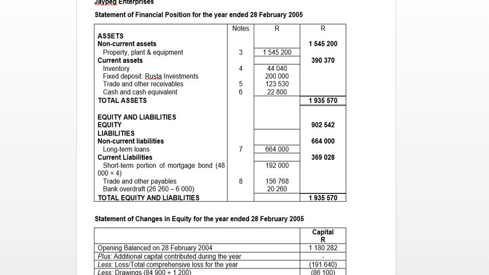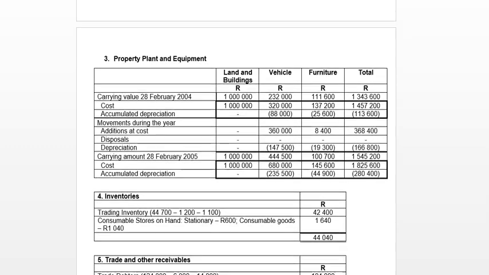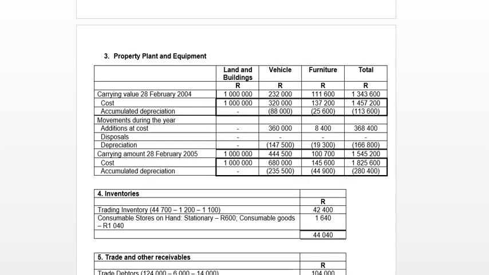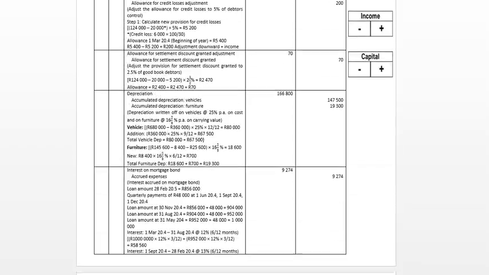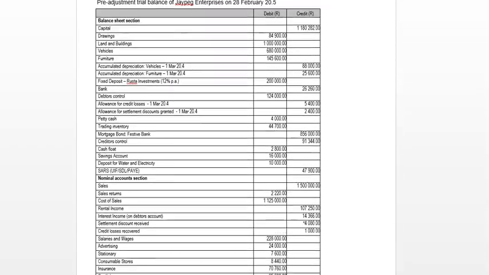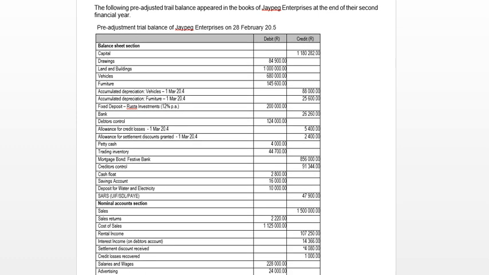We've got our assets, and our assets are divided into our non-current assets, our property, plant, and equipment. So in our property, plant, and equipment, what do we have? We've got our land and buildings, vehicles, and furniture. So if we get our balances, in our pre-adjusted trial balance, we've got a closing balance towards land and buildings of R1,000,000, towards vehicles of 680,000 Rand, and 145,600 Rand towards furniture. So that's your cost price as at the end of the year.